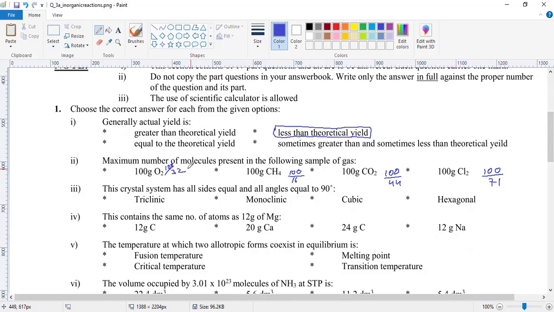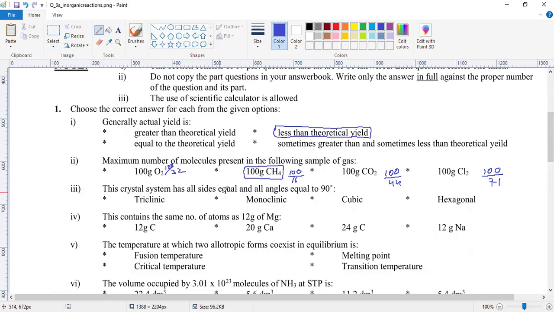As the numerator is the same in all the cases, but the denominator is different. So see, where is the highest and the lowest denominator? The highest denominator is here, 71, and the lowest is here, 16 in CH4. And you are asked for the maximum number of molecules present. So if the denominator is the highest, then the number of moles would be smaller. And you know, the number of moles and the number of molecules are directly proportional. So this is the answer because it has the least moles. You don't need to calculate it. Don't use your calculator. The answer is direct.